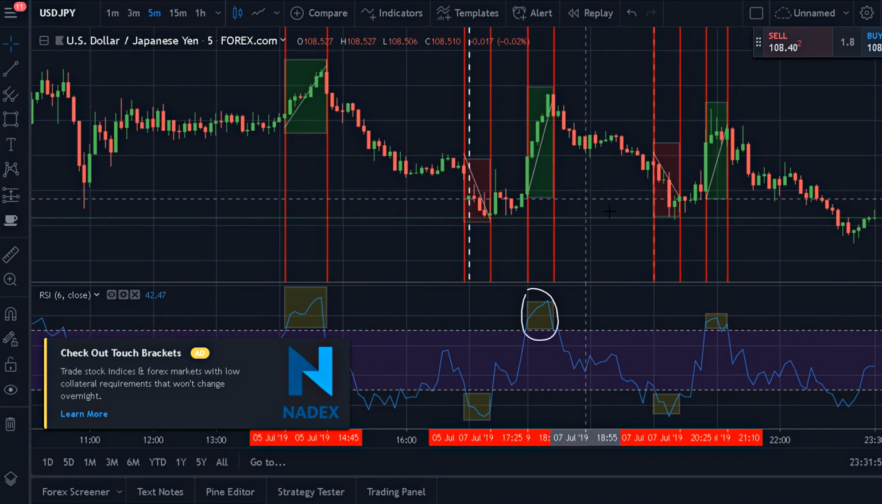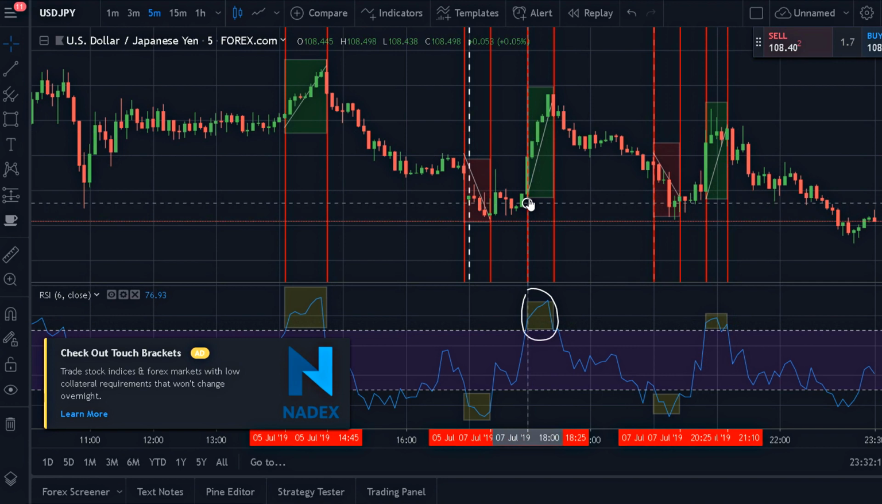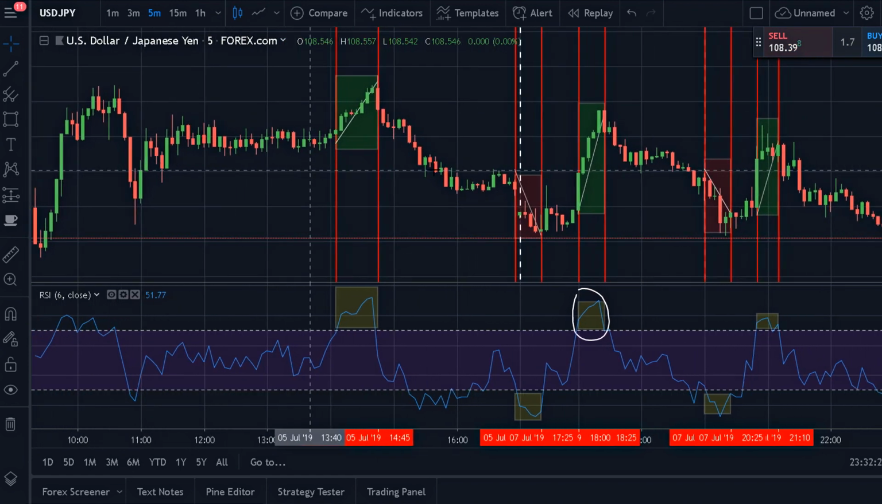So if we're looking at everything I just charted up, you guys see the consistency of when it's above the 70. Look, got above the 70 here, went up. Got above the 70 here, went up. Got below the 30 here, went down. Got above the 70 here, went up. And that's pretty much it.